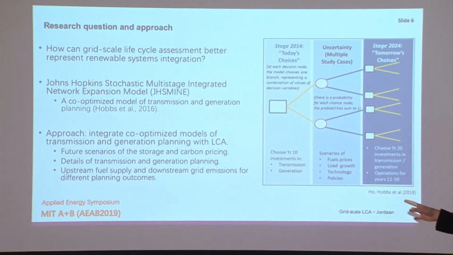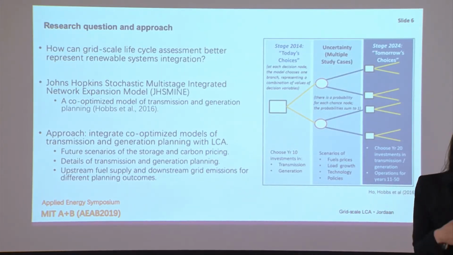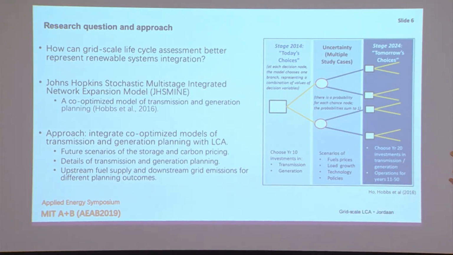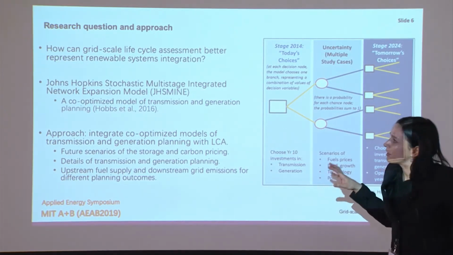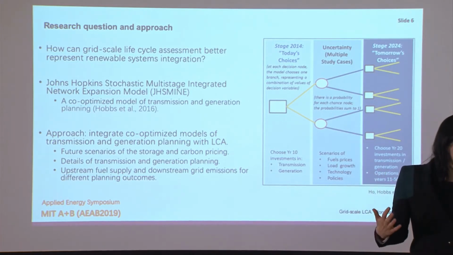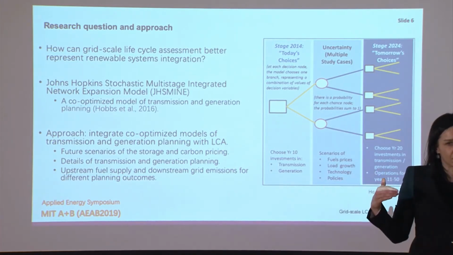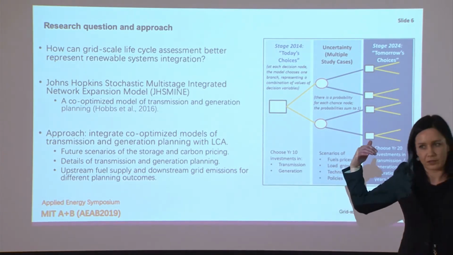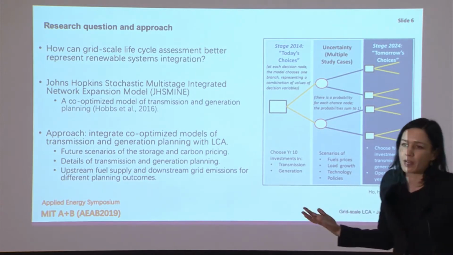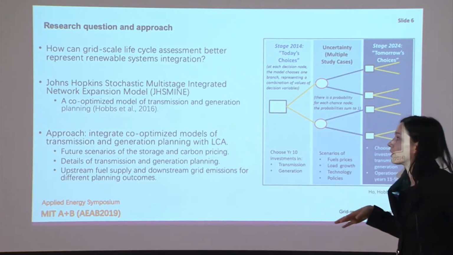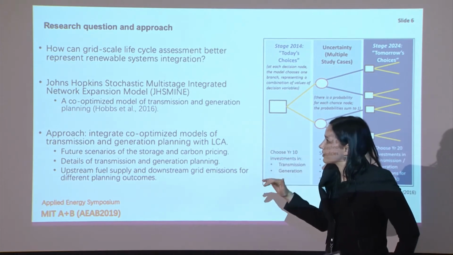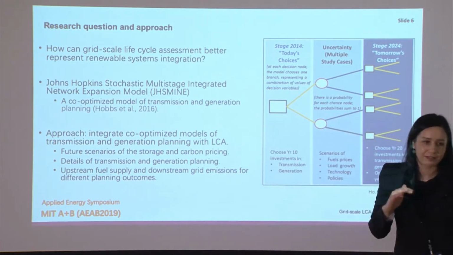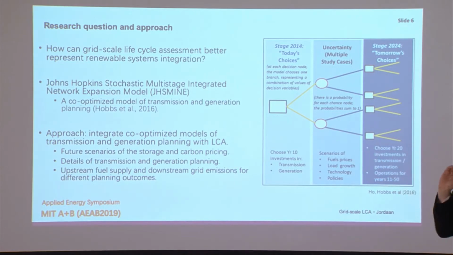So my collaborators, and I became very interested in this work due to the limitations in life cycle assessment, have developed a model that looks at how to co-optimize the system. If we're going to look into the future and look at different grid configurations, how can we necessarily go about doing that from an optimized perspective, given that we could have a variety of different potential future outcomes? So they've developed the Johns Hopkins Stochastic Multi-Stage Integrated Network Expansion Model, which in essence looks at this co-optimized model of transmission and generation planning.